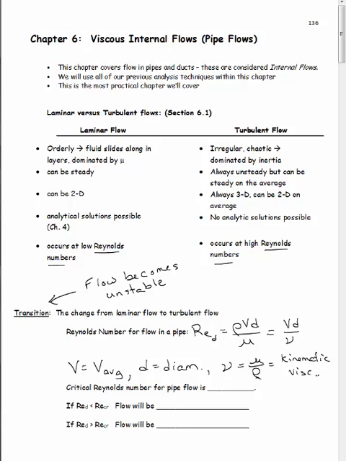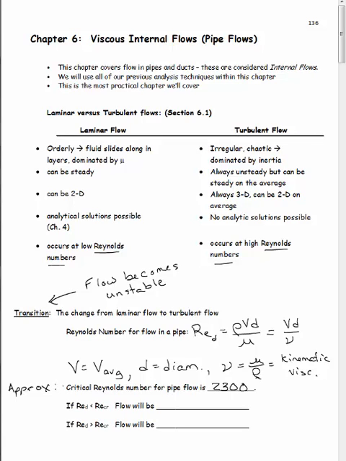Okay, so the critical Reynolds number, meaning the Reynolds number where it transitions from laminar to turbulent for pipe flow, is 2300. So below 2300, approximately, and this depends on a lot of things, but approximately at 2300, it'll transition from laminar to turbulent flow inside of a pipe. This 2300 is something that you're going to remember because we're going to use it a lot. But remember, it only applies to pipe flow.